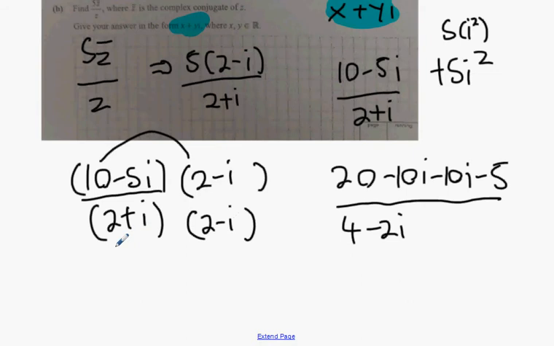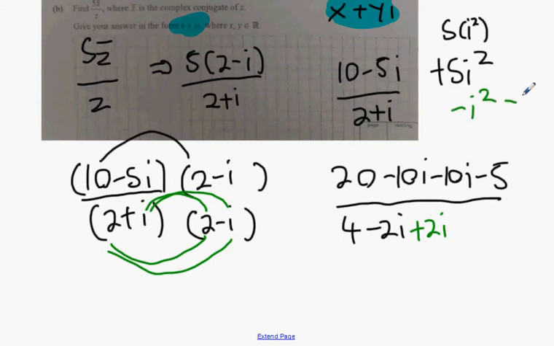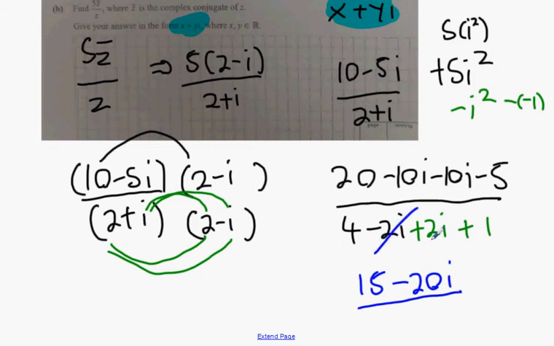I'll just draw the lines for you. 1, 2, 3, 4. Okay? And then it's plus 2i. And then it's minus i squared. What's minus i squared, anybody? Minus minus 1, which is plus 1. On the top we have what? We have 20 minus 5, 15, minus 10i minus another 10i, 20i, all over 5. And that will get you 3 minus 4i.